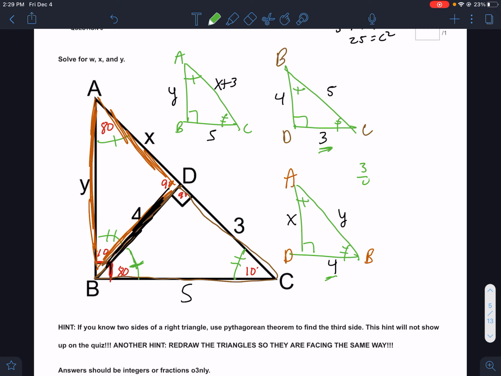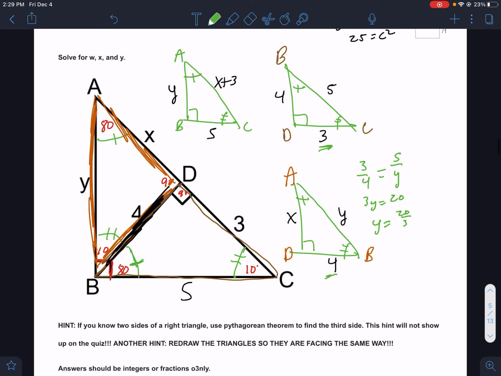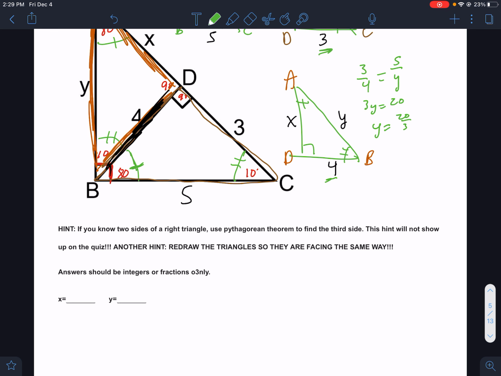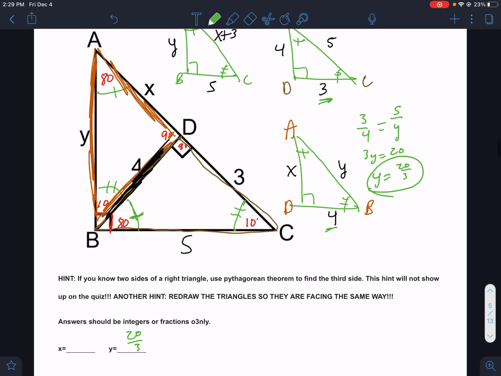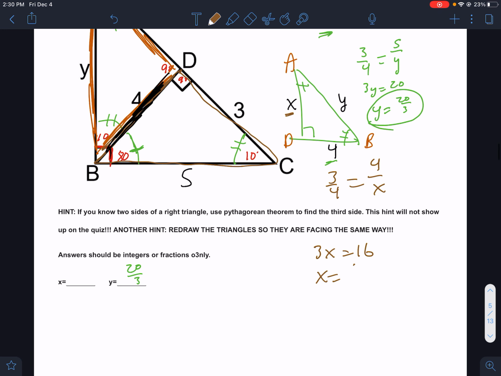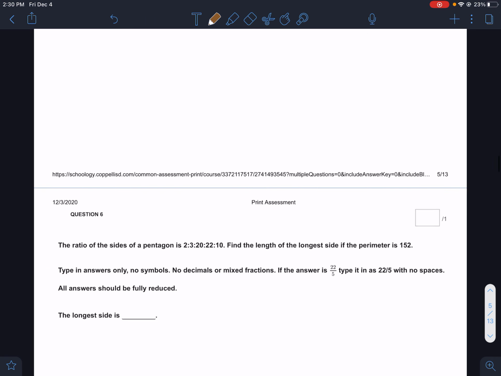So I know that 3 over 4 has to equal 5 over y. So 3y has to equal 20. So y has to equal 20 over 3. For x, same setup. 3 over 4, but this time it has to equal 4 over x. So 3x has to equal 16. So x equals 16 over 3. Got it. Next problem.